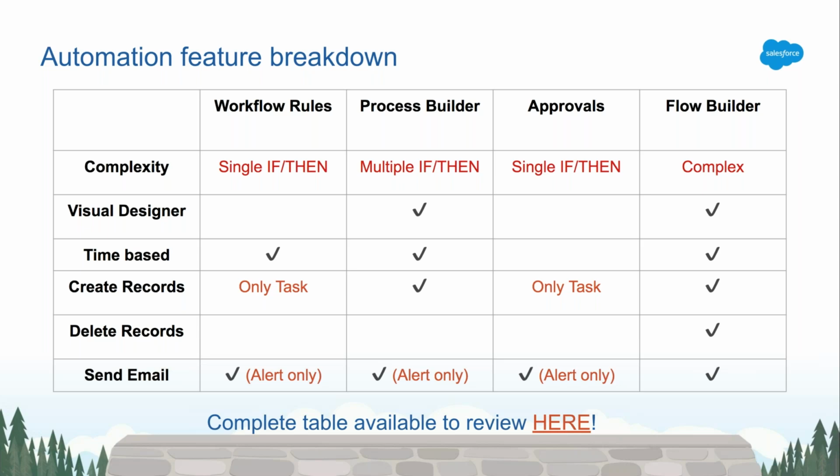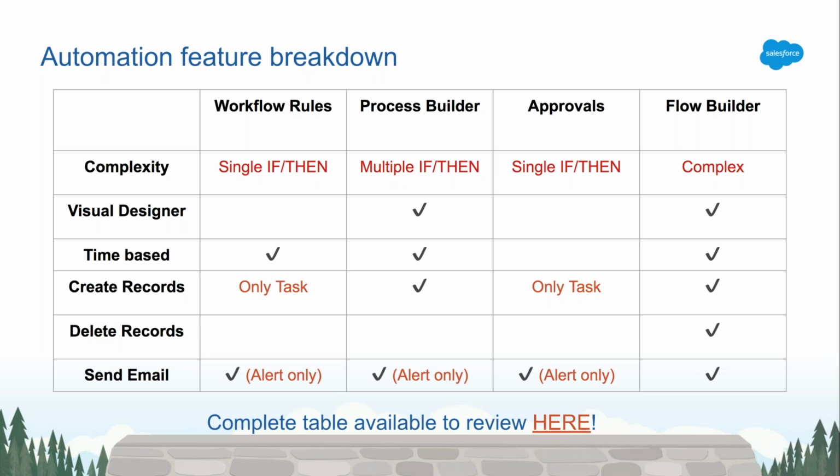Time-based actions mean if you are looking to trigger a rule where you want the action to happen a little bit later. So for example, you have a rule evaluating when a case is created, you want an email alert to be sent, but you want it to be sent an hour after the case was created, then you would need a time-based action. And that is supported in workflow rules, Process Builder, and of course, Flow Builder. So you can accomplish this with either workflows or process when you want to delay your actions.